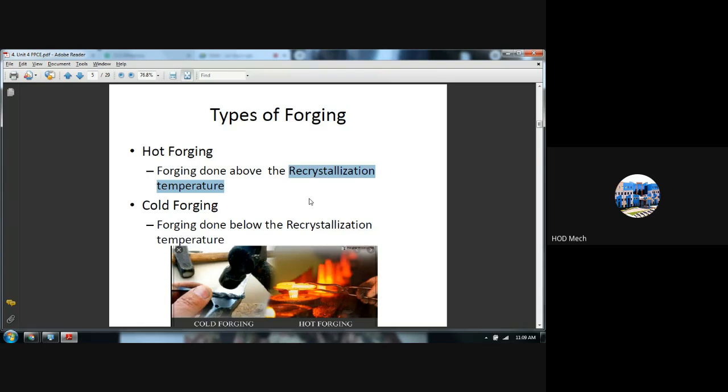Recrystallization: the natural crystal structure of this material, you are rearranging, you are changing it. That is called recrystallization. Usually this recrystallization is done at a particular temperature.